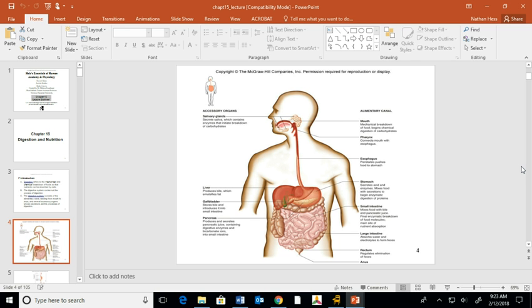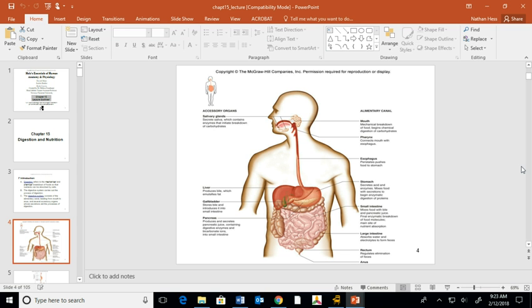Hiccups are a tough thing. I don't really know the correct answer. I'm not sure that anybody really knows why we get them. It's a spasm of your diaphragm. It's an autonomic nervous reflex. But why does it happen because of that? I don't know.